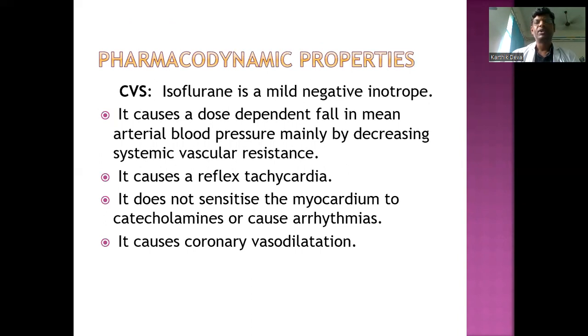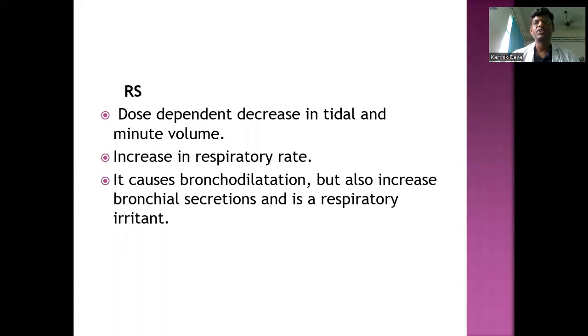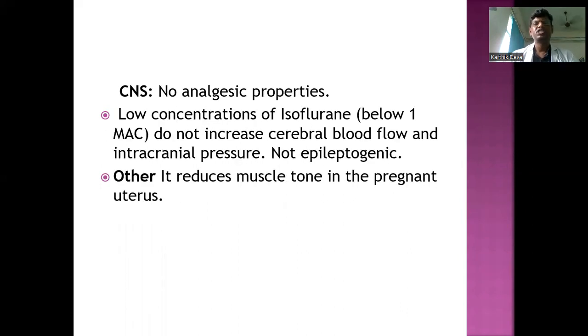Pharmacodynamic property: isoflurane is a mild negative inotropic agent. Dose-dependent fall in mean arterial pressure. It causes reflex tachycardia and does not sensitize the myocardium to circulating catecholamines. It causes coronary vasodilation. On our respiratory system, dose-dependent decrease in tidal volume and minute ventilation, and increase in respiratory rate. It causes bronchodilation. In CNS, no analgesic property; lower concentrations of isoflurane do not increase cerebral blood flow and thereby no increase in intracranial pressure. It's not an epileptogenic agent. It reduces muscle tone in the uterus.